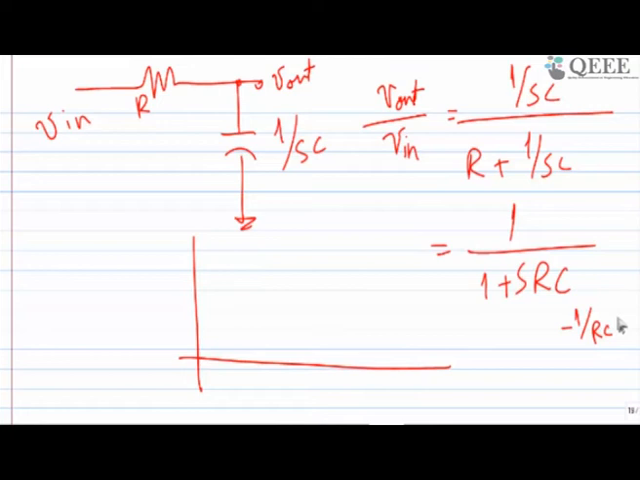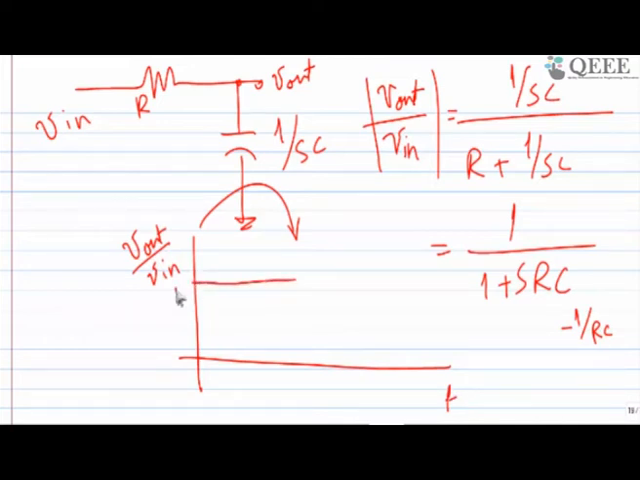And when I am drawing the Bode plot, the magnitude plot is always the mod of this one, and I am interested in the plus side. However, if you are interested in the minus side, the same plot is available at the minus side also. So if I draw V out by V in versus frequency, what am I going to see? I am going to see 1 till the frequency 1 by RC, and thereafter it goes down. This is going to happen.